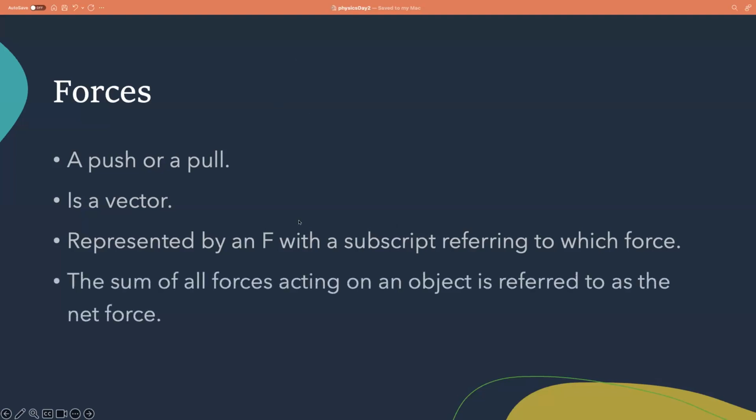And importantly, the net force is basically the sum of all forces acting on the object. And remember, in vectors, direction matters. So if you have 2 newtons pushing right and 2 newtons pushing left, then that's going to be 0 net force, not 4.